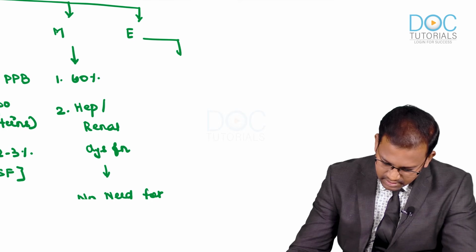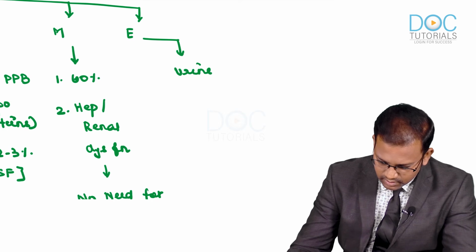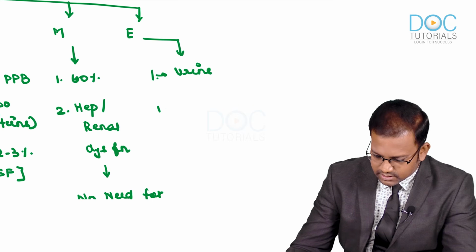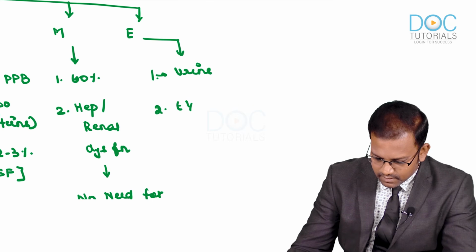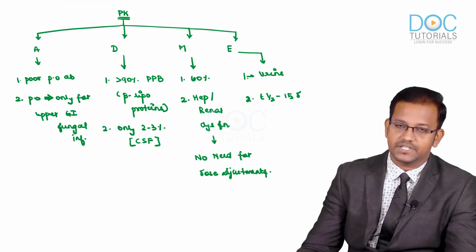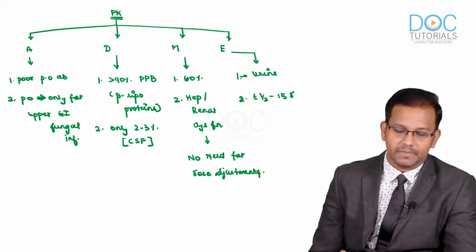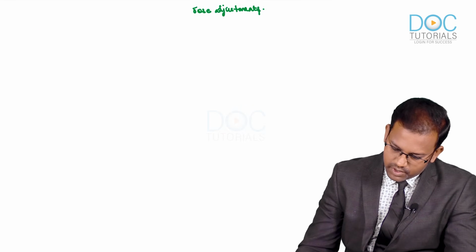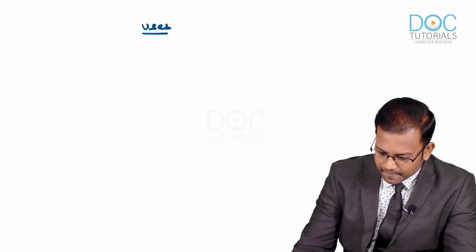And about excretion, this drug is excreted in the urine, and most importantly, it has a half-life of around 15 days. These are the classical pharmacokinetic features of amphotericin B. Moving on to the next one, we're going to talk about the uses of amphotericin B.